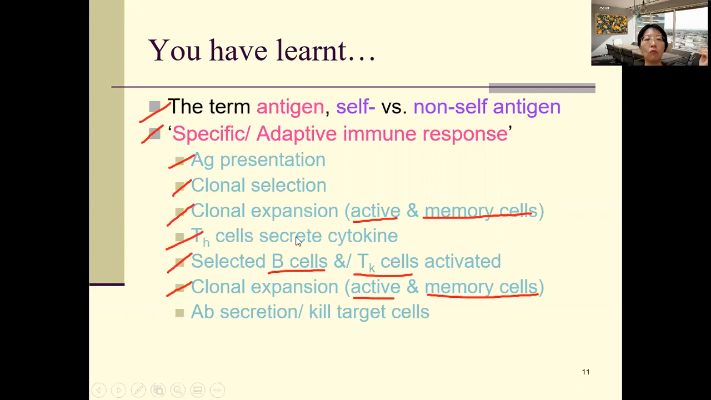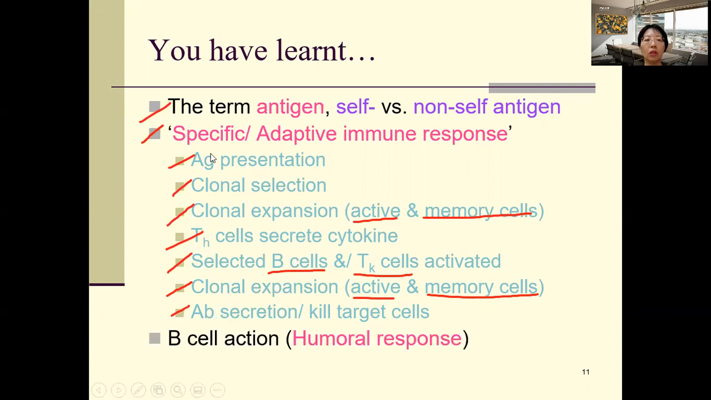For B cells, they will become plasma cells, and the plasma cell will secrete antibody. Antibody will coat the bacteria and it can also kill the bacteria. T killer cells, after undergoing clonal expansion, become active T killer cells and T killer memory cells. Active T killer cells are going to kill the target cells, which are the 3 types of abnormal cells in our body.